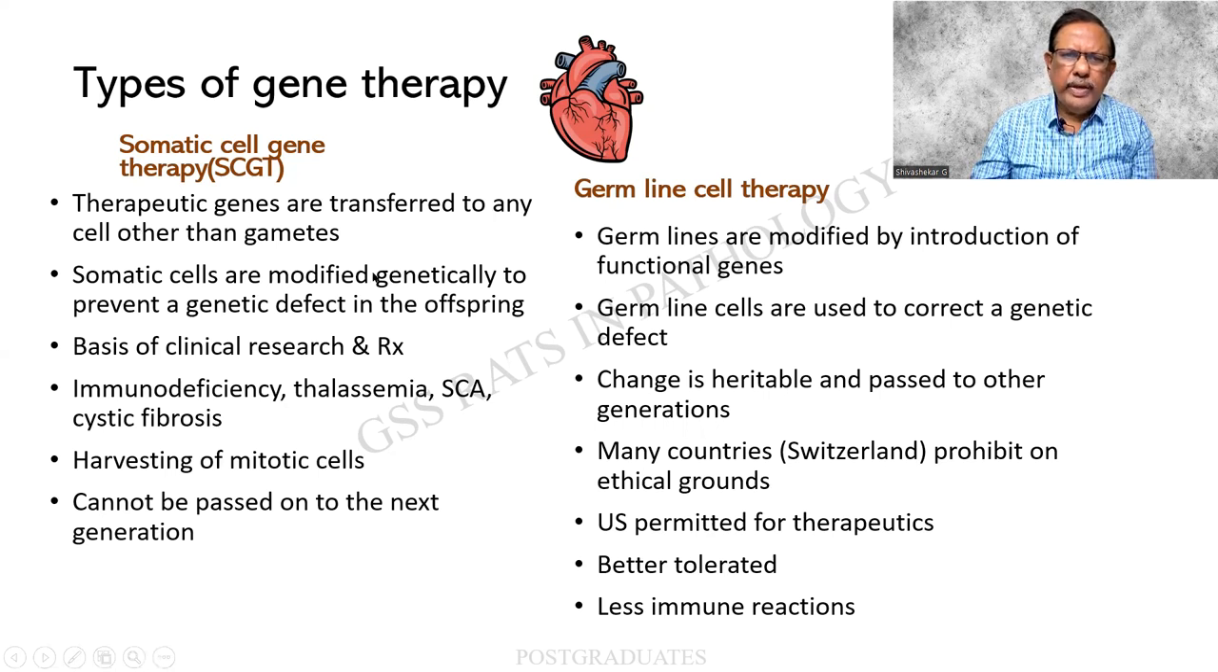Somatic cells are modified genetically to prevent a genetic defect in the offspring. So you can use this so as to prevent a genetic defect in the offspring.